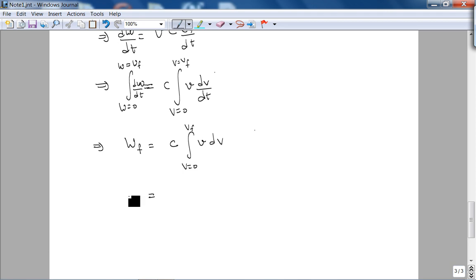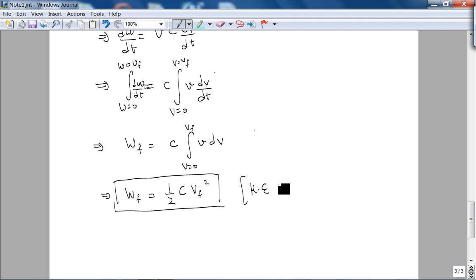We basically get W final is 1/2 C V final squared. So recall, this is very similar to the kinetic energy expression from mechanics. This makes sense. We're considering the kinetic energy because it's a dynamic phenomenon. That is, we're changing V from 0 to Vf. So we have 1/2 mv squared, the equivalent of it, if you will.